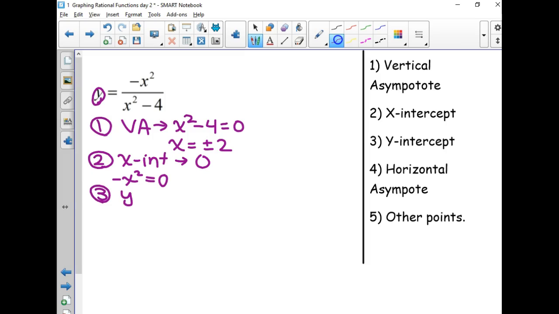If my x-intercept is 0, what's my y-intercept? It's also 0, okay? And when I plug 0 in for x, you can see that.